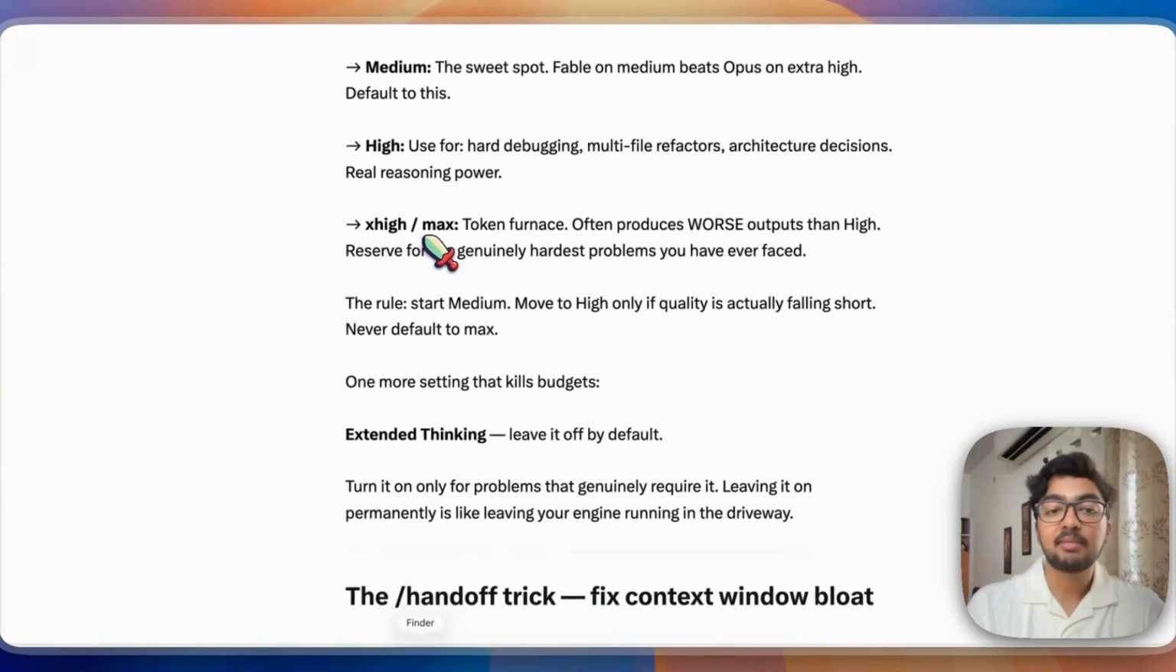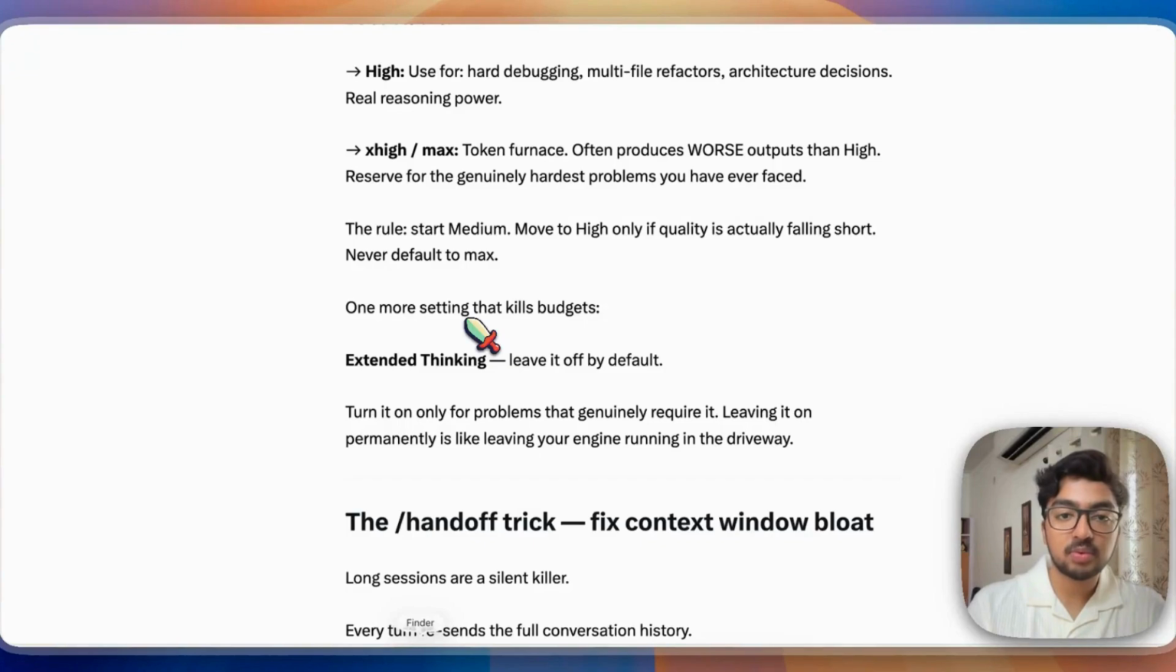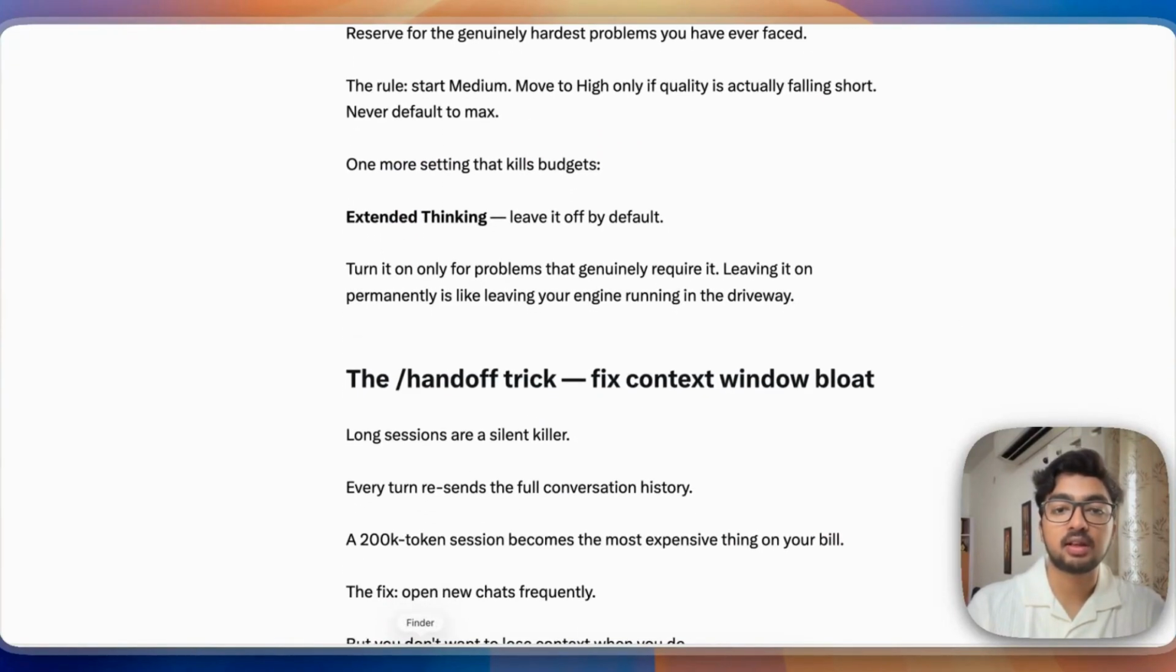X high and max are like a token furnace. They often produce worse outputs, and are reserved for the genuinely hardest problems that you have ever faced. So that's when you can use X high or max, right? You should always start with medium, move to high only if quality is actually falling short, and never default to max, right?